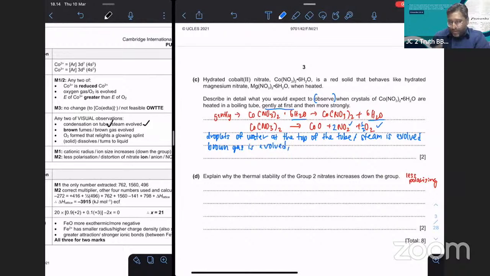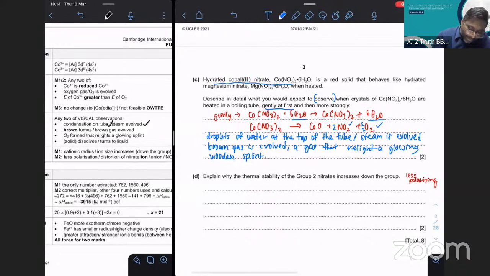You can test this gas by using a glowing wooden splint. So a gas that relights a glowing wooden splint will be formed. Maybe you can also mention that this is a hydrated compound, and the hydrated compound is a red solid.